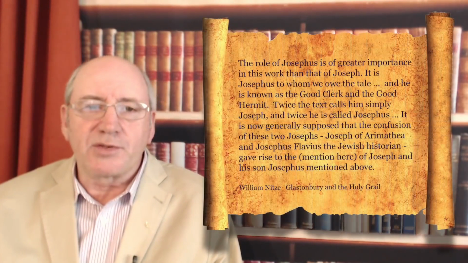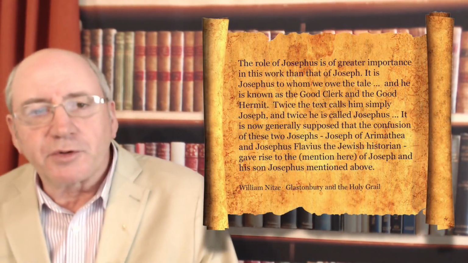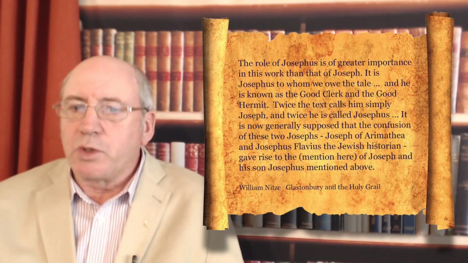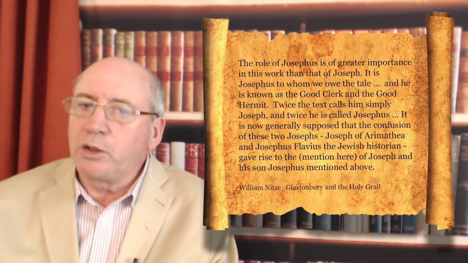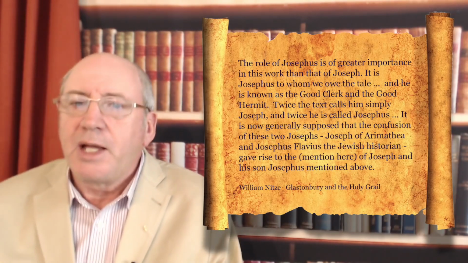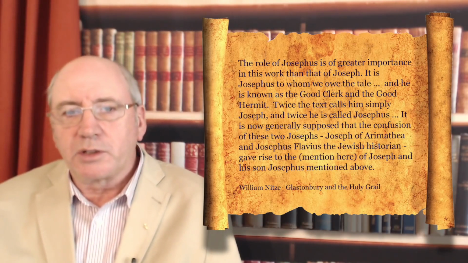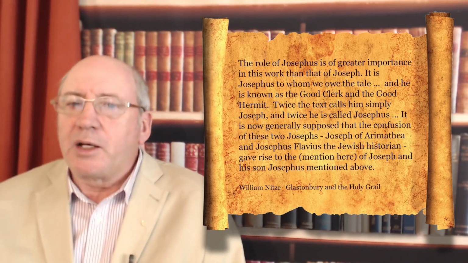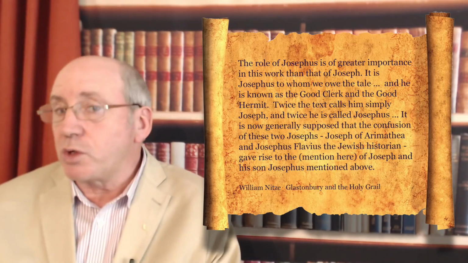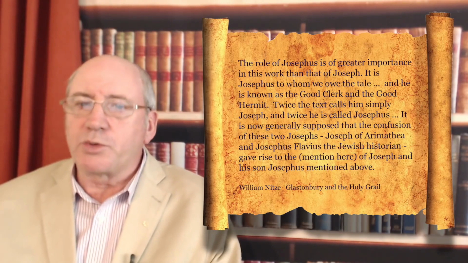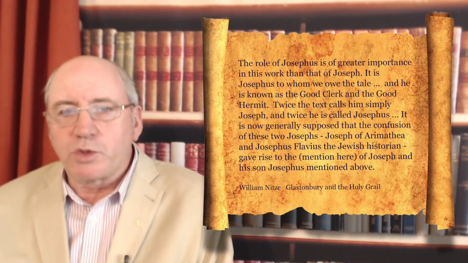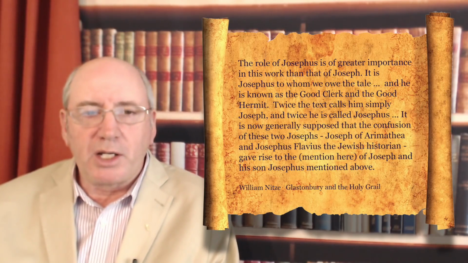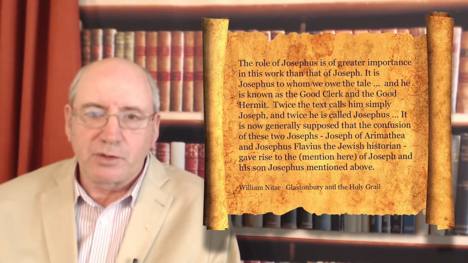And William Nietzsche, who is, you might say, the father of Arthurian research, says of this: "The role of Josephus is of greater importance in this work than that of Joseph of Arimathea. It is Josephus to whom we owe the tale, and he is known as the good scribe and the good hermit. Twice in the texts, he is called simply Joseph, and twice he is called Josephus. It is now generally supposed that the confusion of these two Josephs, Joseph of Arimathea and Josephus Flavius, the Jewish historian, gave rise to the mention here of Joseph and his son Josephus, as mentioned above."